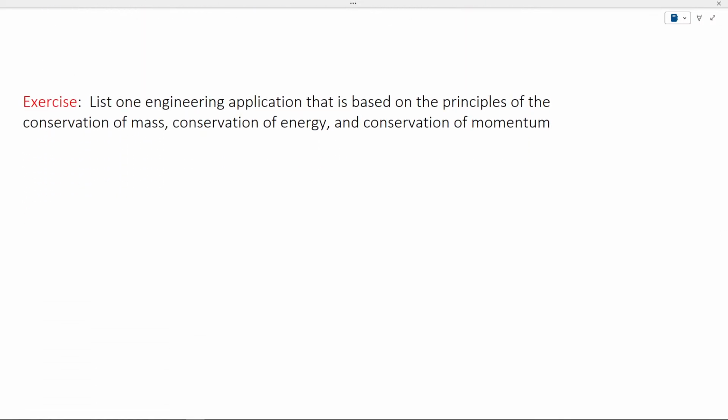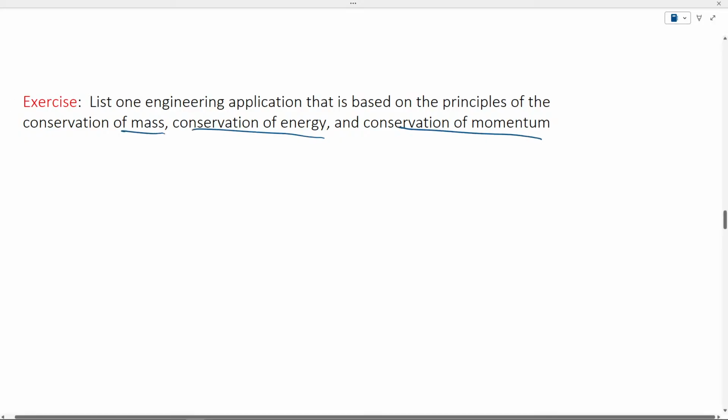This is just an exercise. I want you to list some applications of the conservation of mass, conservation of energy, and conservation of momentum, that you're interested in or something you have done before. For example, something I have done before would be designing a water distribution network, where you ensure that the flow rate entering and exiting the pipeline network are balanced. That's the conservation of mass.